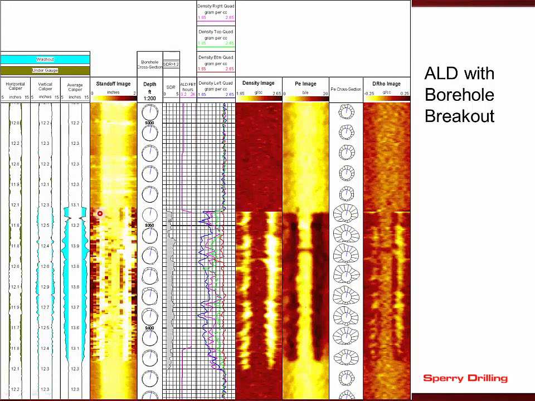So although there's some indication qualitatively there's something wrong with the hole, it's not at all clear looking at the acoustic standoff what the actual hole shape is in that interval. You're better off looking at the density and PE, at least for a qualitative view of the hole shape, even though we can't get a quantitative measure of how big the hole actually is in that area.